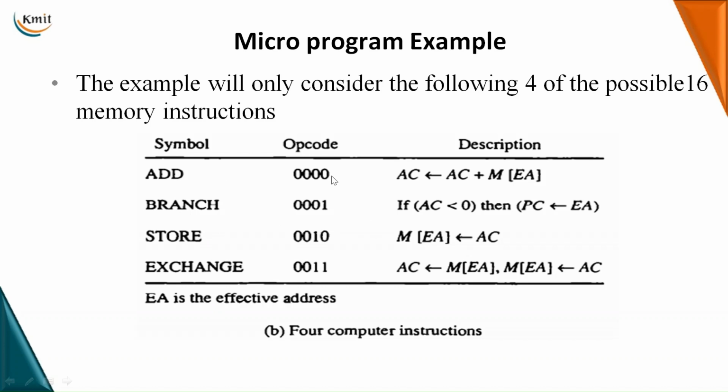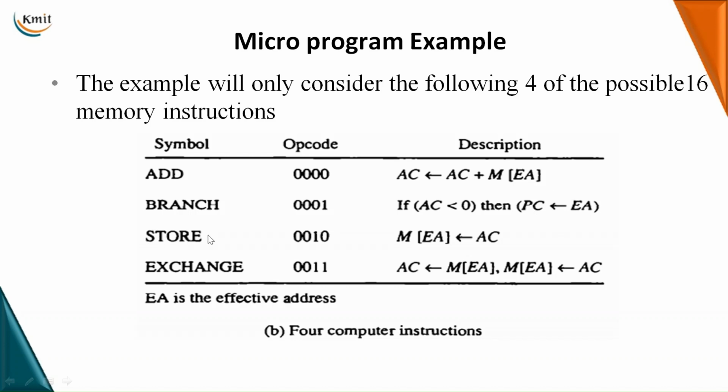If you see 0000, it is an add instruction. The add instruction performs the addition operation on the contents of the accumulator and the memory location specified by the effective address. EA represents the effective address. That is done by this particular instruction. Coming to the next instruction, which is a branch instruction. Here we check a branch condition: if the contents of the accumulator is less than 0, which means it is negative, then whatever is present in the effective address is transferred to the program counter.